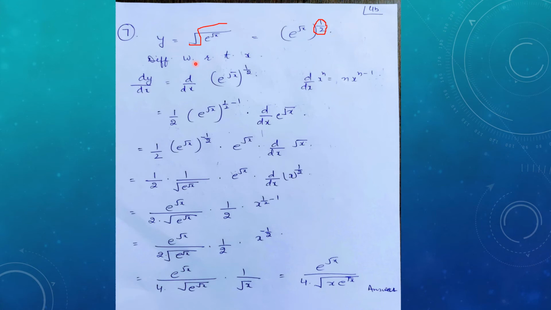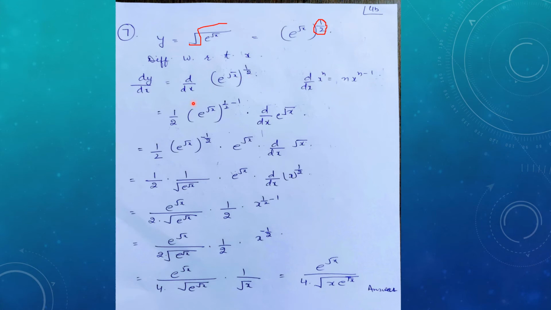Okay. Now differentiating with respect to x, we get dy by dx is equal to d upon dx of e power under root of x whole power 1 upon 2. The formula which I will be applying here is d by dx x power n is equal to n x power n minus 1.